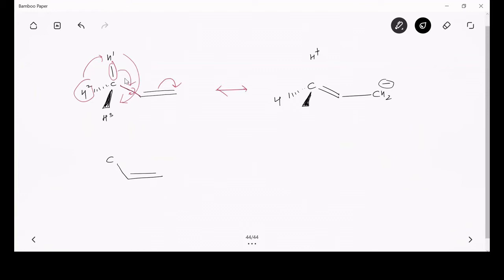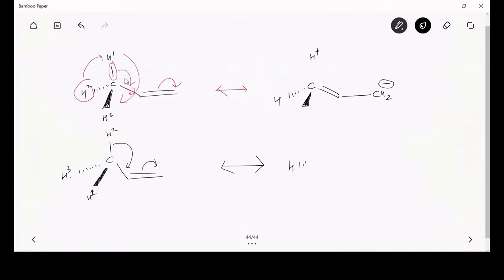Now this H2 is here, and H1 will come over here, H3 will come here. So now this H2 can again form another hyperconjugative structure with the double bond, which means for three different protons, three different hyperconjugative structures are possible. So for a single methyl group, three different hyperconjugations are possible.